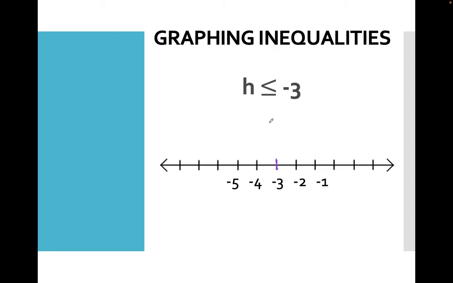Since this is less than or equal to -3, that includes -3 as a possible solution. So I use a closed or shaded in dot. And then to show where all of the other numbers are that are less than -3, I'm going to draw that arrow to the left again. So again, since it's pointed to the left here, I draw my arrow to the left.